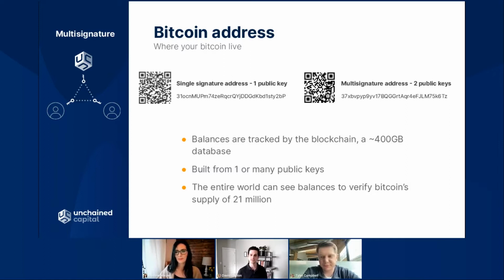The first one on the left is a single signature. So that would be an address derived from or built from one public key. Multi-signature address is going to be an address built with 2 or more public keys. So Bitcoin is a completely public ledger. So all balances are tracked by the blockchain, which is about a 400 gigabyte database. And the entire world can see the balances of every address. And that's how we verify Bitcoin's supply cap of 21 million.